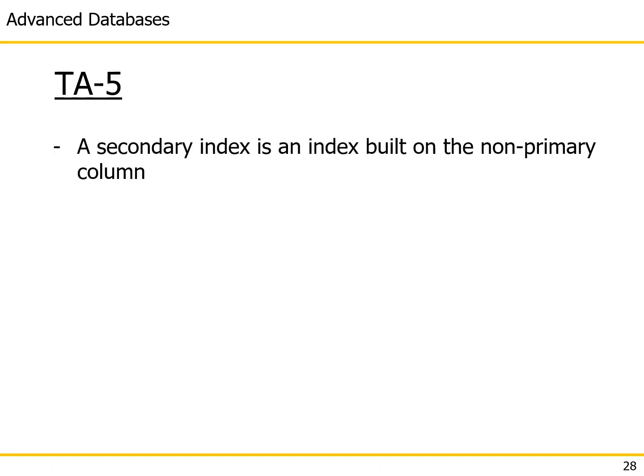So here is the fifth takeaway. A secondary index is an index built on the non-primary column. Here is another takeaway. A secondary index first level must be dense. We've got to get all the values sorted. The key about this, we're saying dense because we're interested in sorting them, to have them from the smallest to the largest. And then we can do binary search. Without that, we can't.